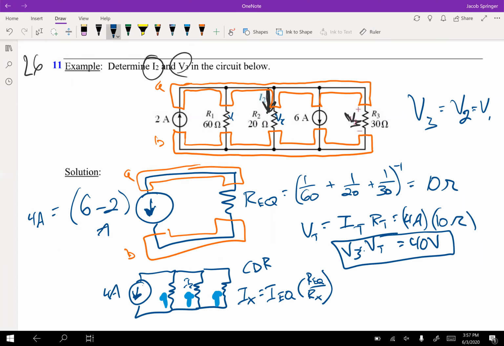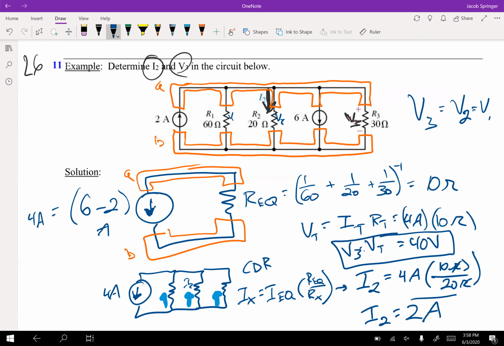So now I have these 3 parts. What I'm going to look for is I2. The I equivalent, there's 4 amps being shared. R equivalent is all 3 of those in parallel, which we already solved for, as 10 ohms. And then the Rx that I'm looking for is R2. R2 is 20 ohms. These ohms cancel out. 10 divided by 20 is 1/2, 4 amps times 1/2 comes out to 2 amps. And there is problem number 11.